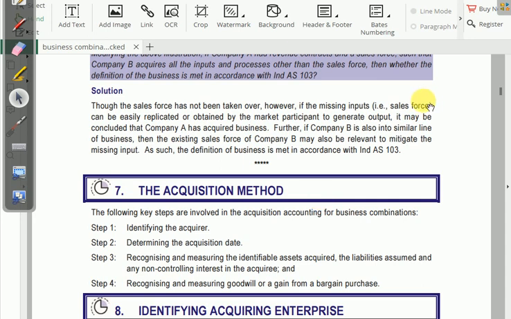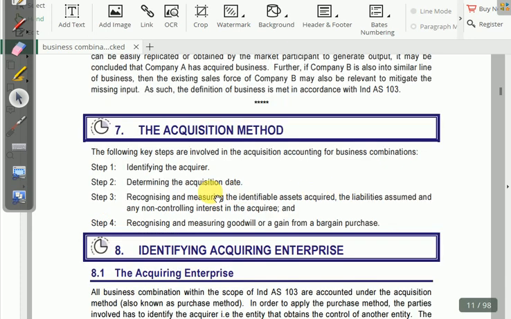Here, "missing input" is the key phrase. There is nothing like a missing input. If company B is already existing in the same industry, then it can use its own sales staff to market the products of A. As such, the definition of business is met in accordance with Ind AS 103.